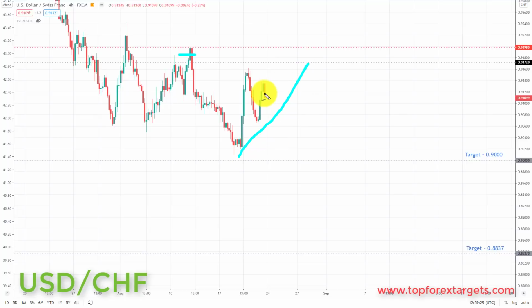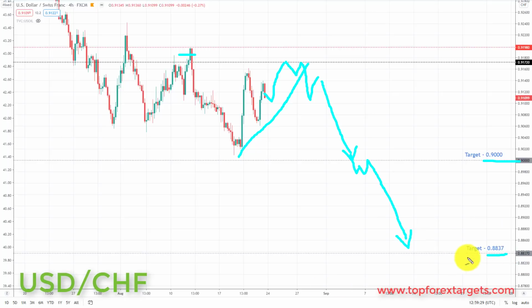This is simply being treated as a pullback, and any further pullback is going to be viewed as an opportunity to look for bearish setups. And if we get the right kind of bearish setups in this market, if we start to break to the downside, we're going to be looking at initiating shorts down towards the next key area of support to the downside and the target set, the 0.9000. And if we can get a break through here, we're going to be looking down towards the next key area of support to the downside and target 2 at the 0.8837.